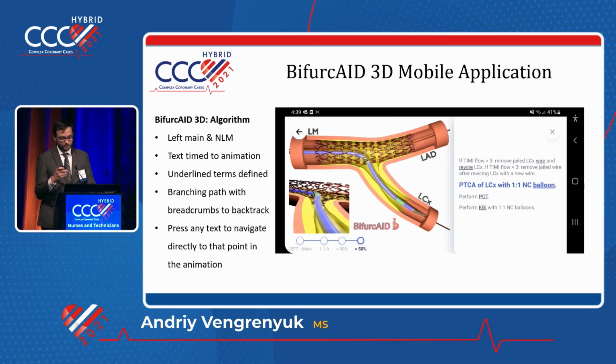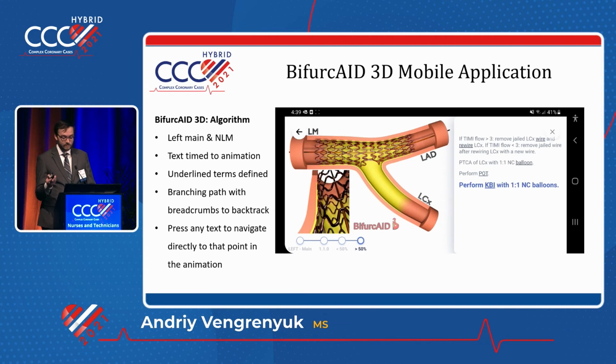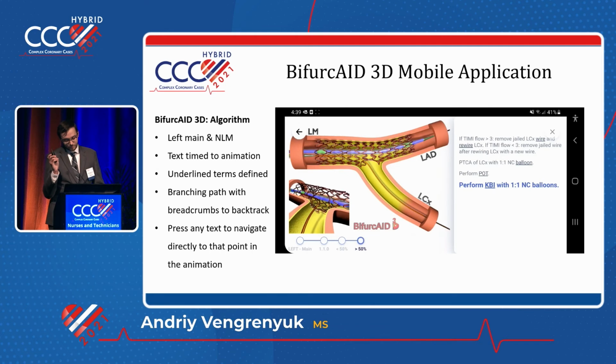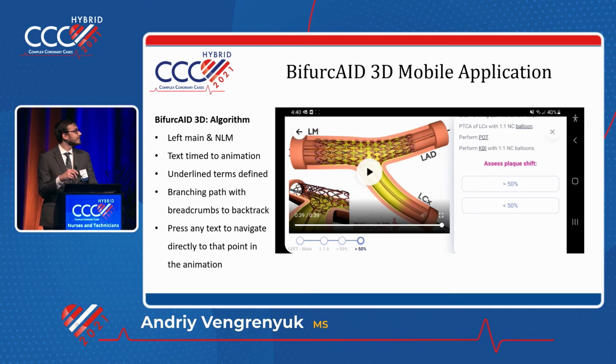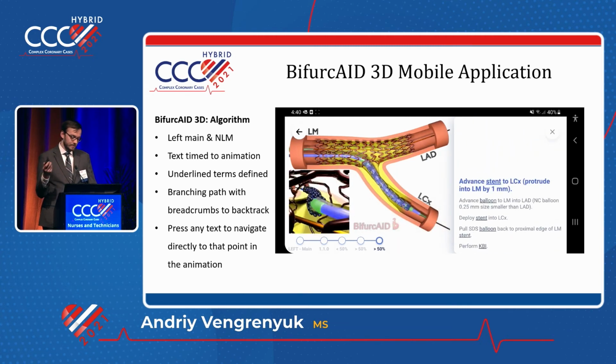We balloon, perform POT, and then the animation highlights the purpose of POT, so you can get an idea of how we're increasing the apposition to the vessel wall before final KBI. And of course, all of these treatment recommendations would be different if you said less than 50. But of course, we're going to make it difficult, so we're going to say greater than 50 again. So in this case, KBI didn't fix it. Now we have to deal with the bailout technique.